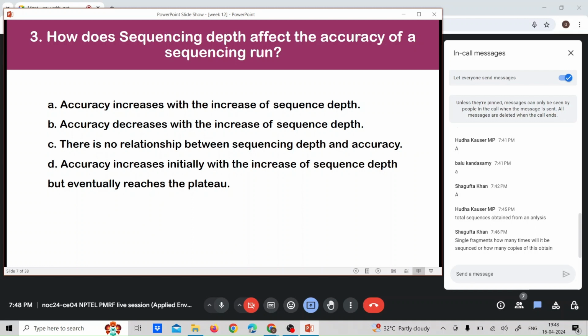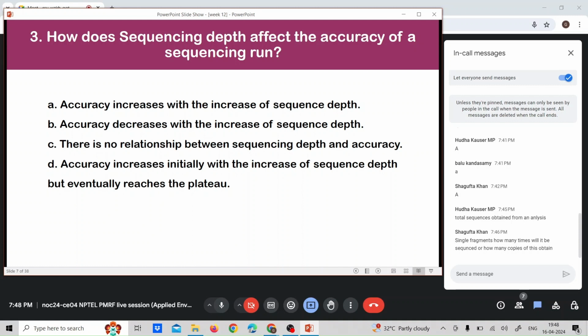So here what happens is, with the number of times that we repeat this process, because this process has its own probabilities, we'll have very reliable data. So we can now conclude that accuracy does have a relationship, and that relationship is increasing in nature. So with that we rule out options B and C, with the definition of sequencing depth.